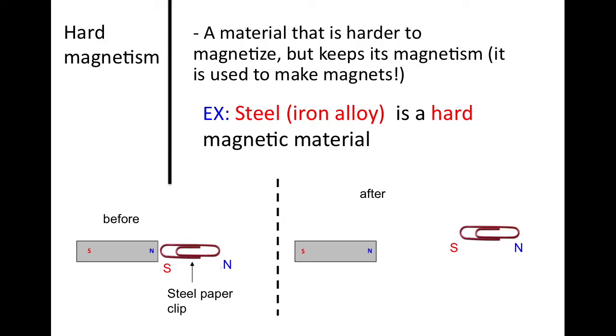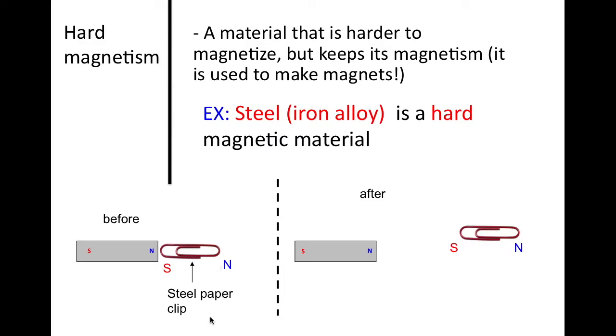The first one is hard magnetism. Hard magnetism occurs when a material becomes permanently magnetized. These are described as being magnetically hard. This is how magnets are made, and these are often alloys of iron, such as steel, but nickel and cobalt are other examples. These are the only pure metals that can be turned into a permanent magnet.